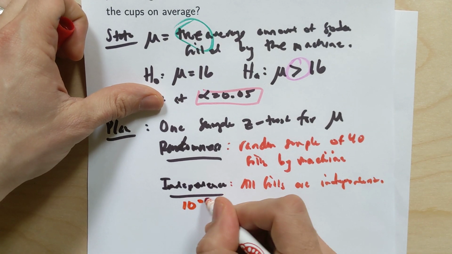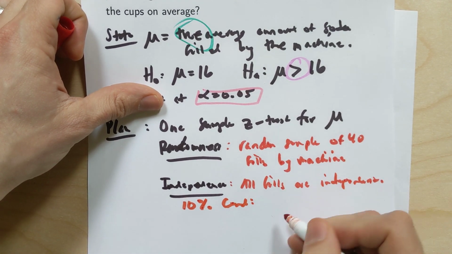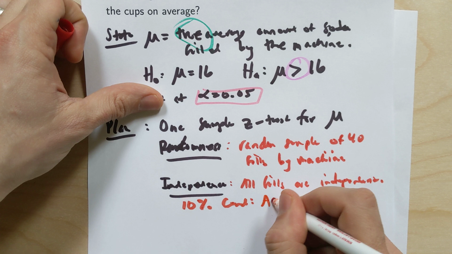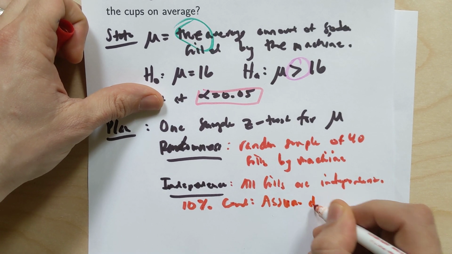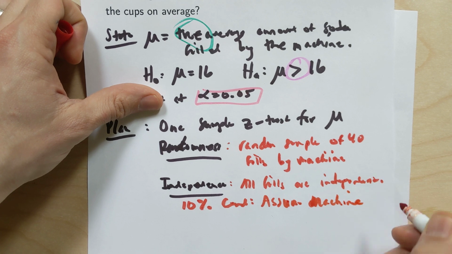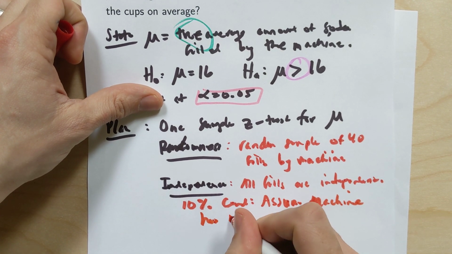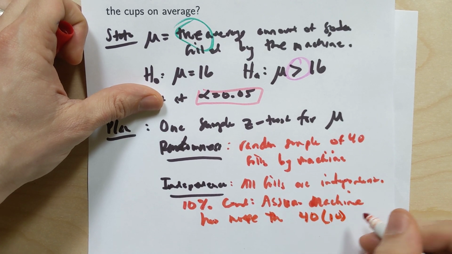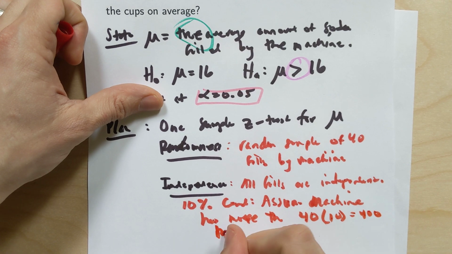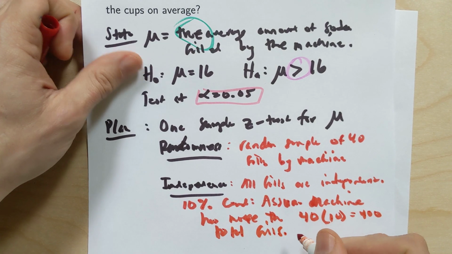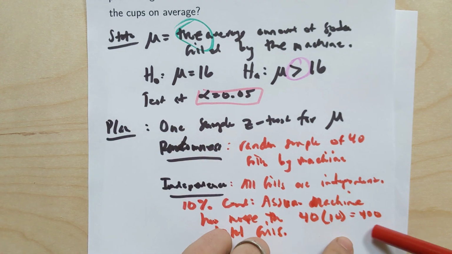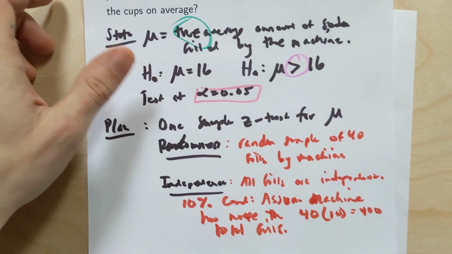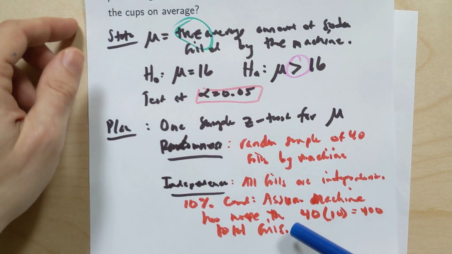Remember, we'll also talk about the 10% condition. In other words, that the 40 fills that we saw is less than 10% of all possible fills. And so, again, we'll make an assumption. We'll assume the machine has more than 40 times 10, which equals 400 total fills. Which I guess, if a machine can only fill a cup 400 times, what the hell kind of machine is this? Excuse my language. We should probably just get a better machine. So anyways, clearly that seems to be a logical assumption in terms of independence.